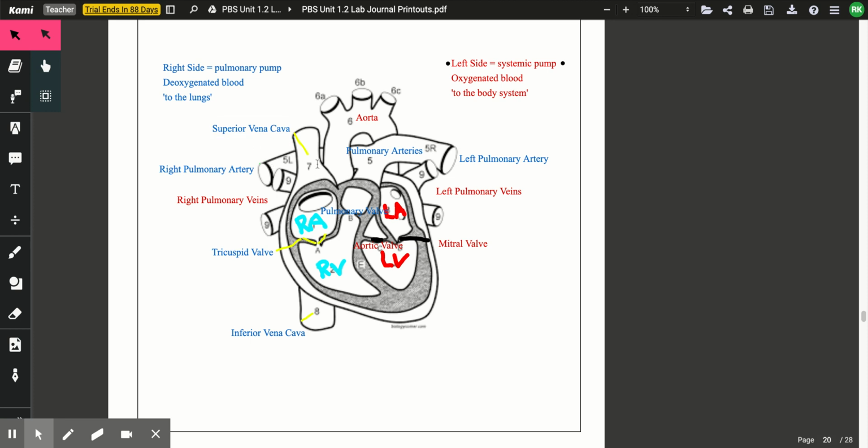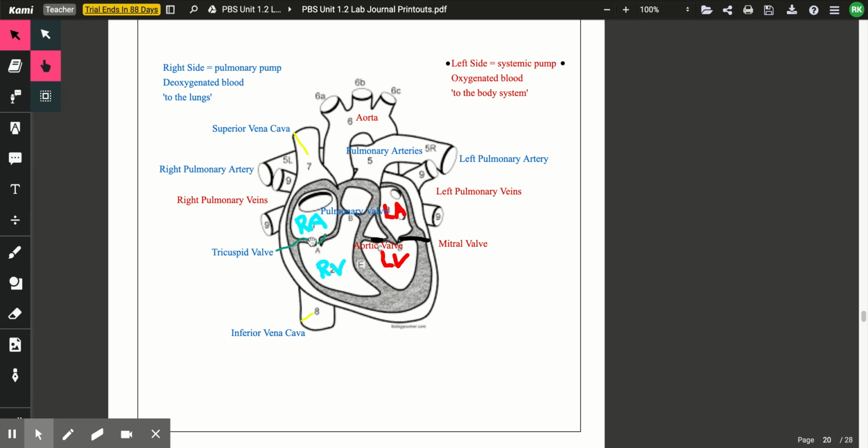So let me use a pointer here. So this vessel right here is the superior vena cava. And then we've got another vein down here. This is represented with the letter 8 here. That is the inferior vena cava. You can remember that it's a vein because it's in the name, vena cava. The vena cavas go into the right atrium. So that is this chamber here, RA, right atrium.